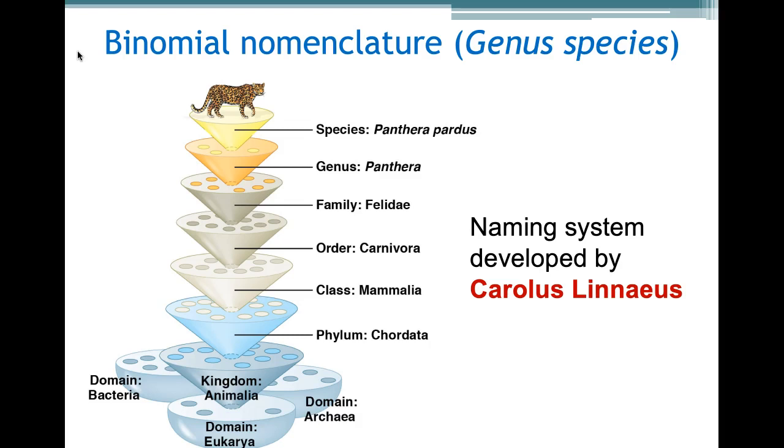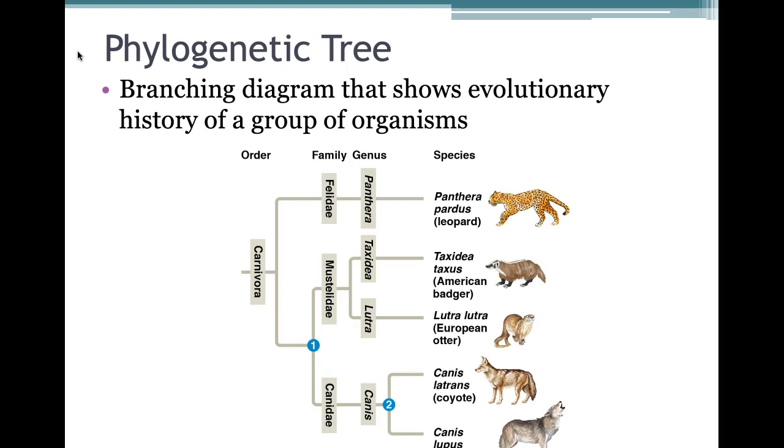And I forgot to mention that this system, the naming system using Latin binomial nomenclature, was developed by Carolus Linnaeus. Using Linnaeus' system is really good and efficient for getting a specific name, but where its downfall is it doesn't show any evolutionary relationships between organisms other than maybe having the genus name be similar. But anything in a family, order, class doesn't show those relationships.